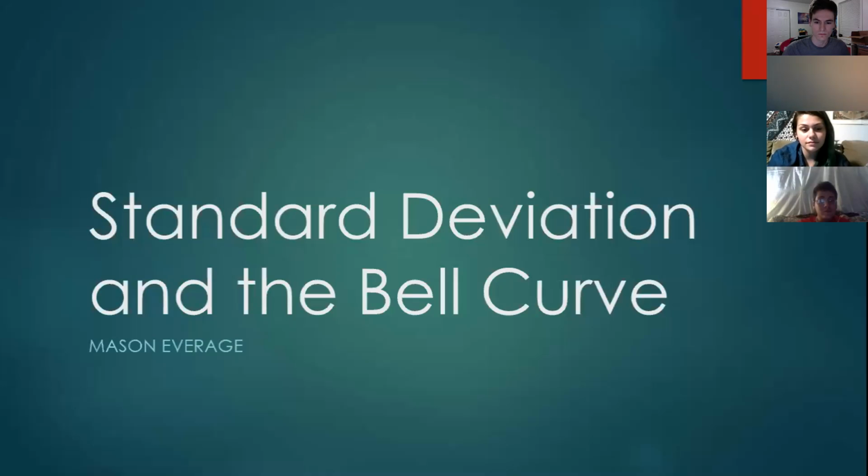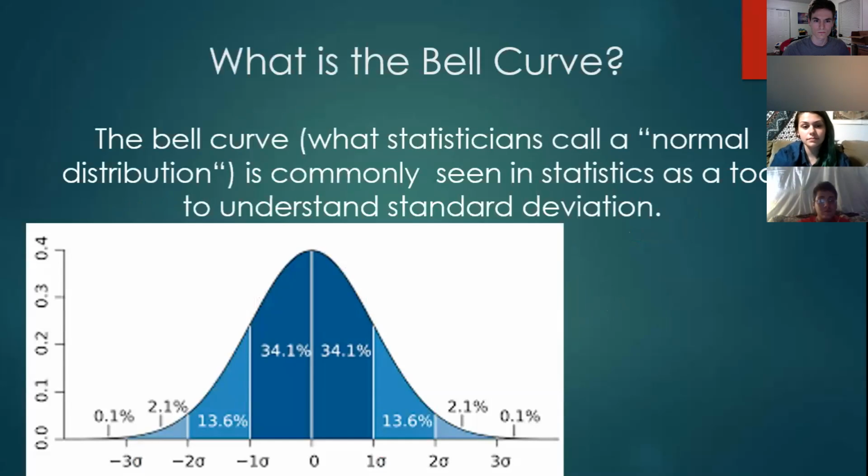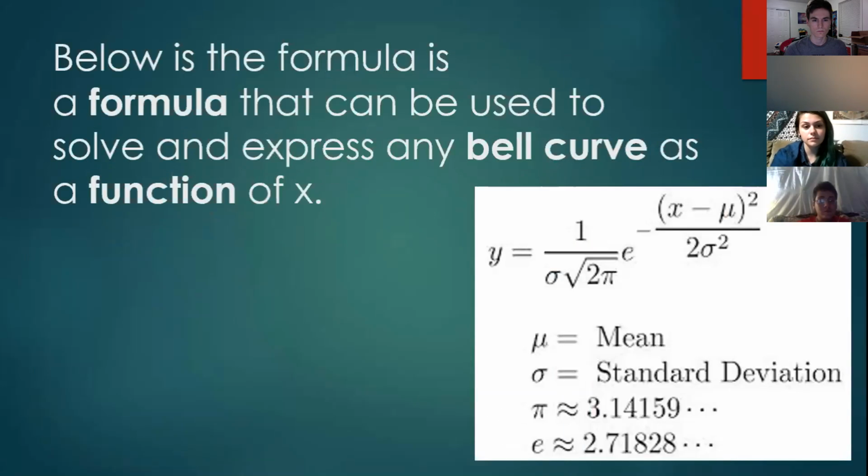All right. Standard deviation and the bell curve. What is the bell curve? The bell curve, or what statisticians call a normal distribution, is commonly seen in statistics as a tool to understand standard deviation. Below is the formula that can be used to solve and express any bell curve as a function of x.